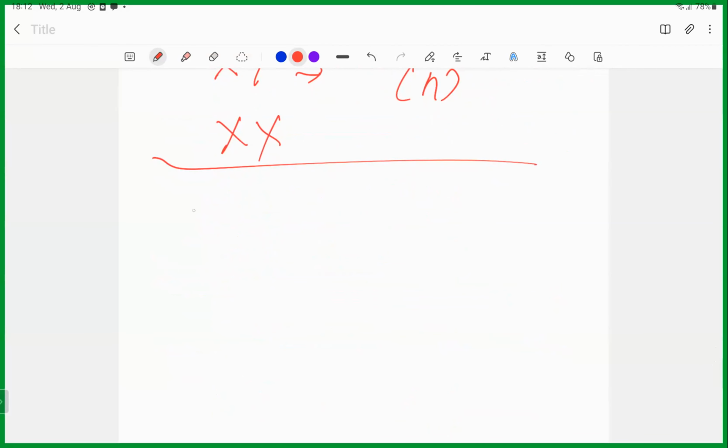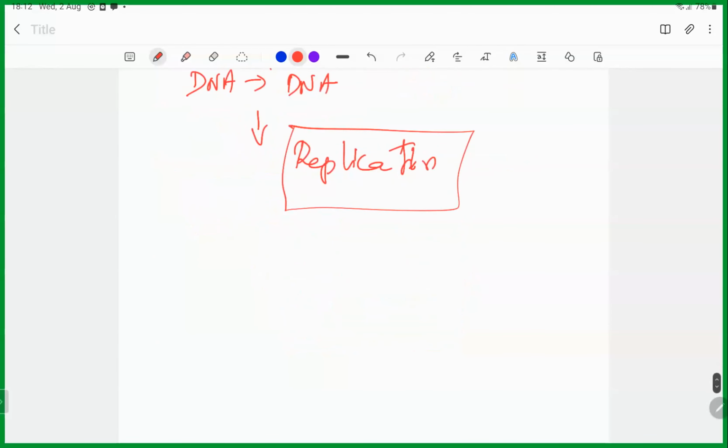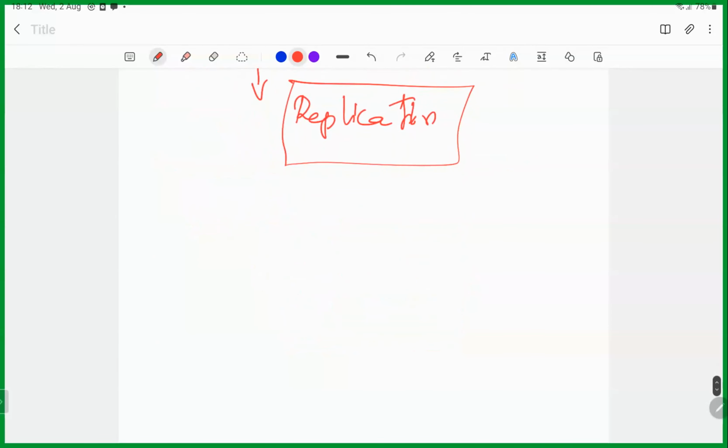So that process is called what? DNA or chromosome makes another DNA copy. One DNA produces 2 copies actually. That process they call as what? Replication. Have you heard about this term? Replica means exact copy. So one chromosome can make another chromosome. So that important property is called replication. And another one is called what?